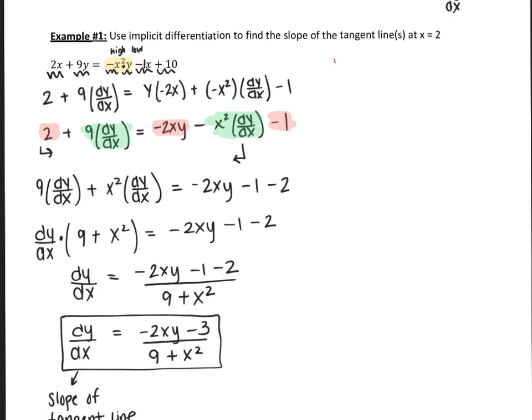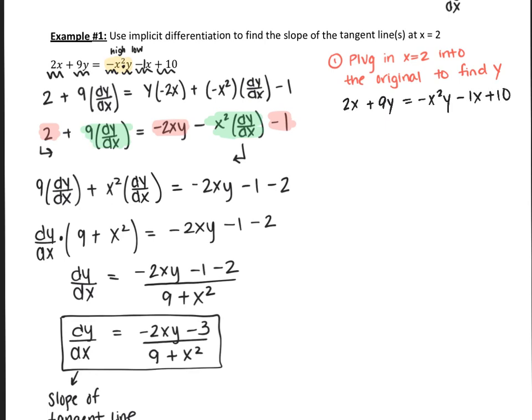So step 1, plug in x equals 2 into the original equation. And we need to do that so that we can find y. So I'm going to just rewrite it. We've got 2x plus 9y equals negative x squared y minus 1x plus 10. So I'm going to go ahead and plug in 2 for x. And I'm going to leave y alone.